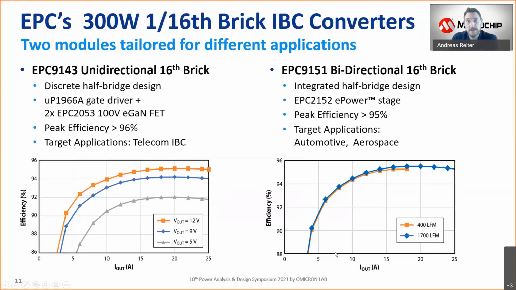Then also airflow has a significant impact. When we are driving an airflow across the board with 1700 LFM, which is quite a lot, then we can push the envelope a little bit further up. So in the 9143 design, we're getting close to 97% in efficiency.